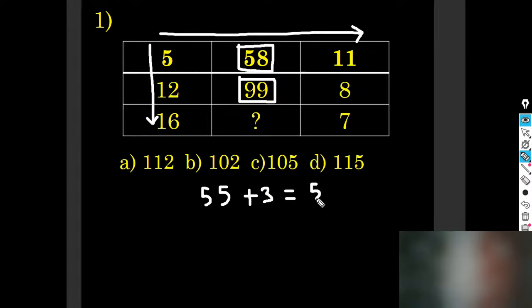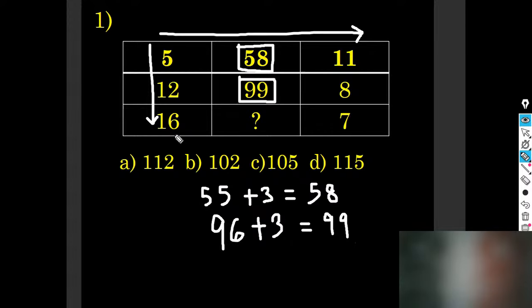Let us check whether the logic follows for the second row also or not. If we multiply 12 and 8, we get 96. So 12 into 8 is 96. And now again we should add 3 to it. So if we add 3 to it, it becomes 99. So 96 plus 3 is equal to 99. The same logic we can follow here also.